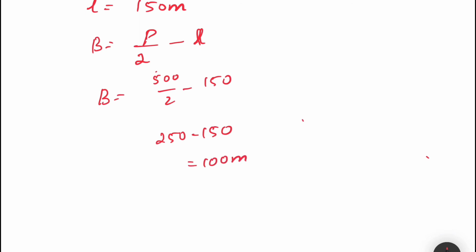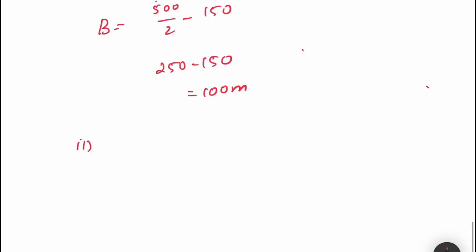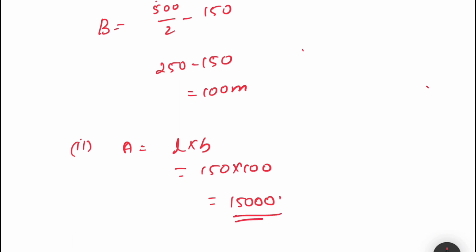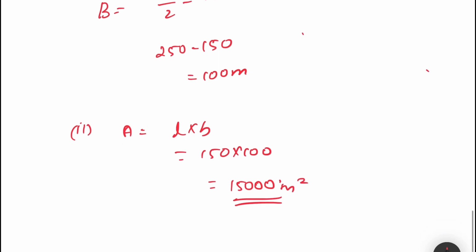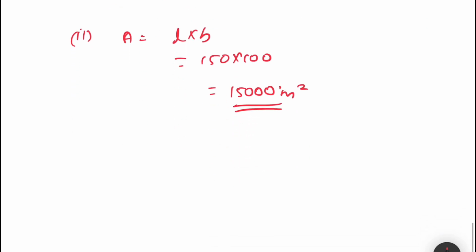Now what you need to find out here? They've asked you to find its area. Second question is area. Area is equal to length into breadth. That is 150 into 100, which will give you 15,000 meter square.